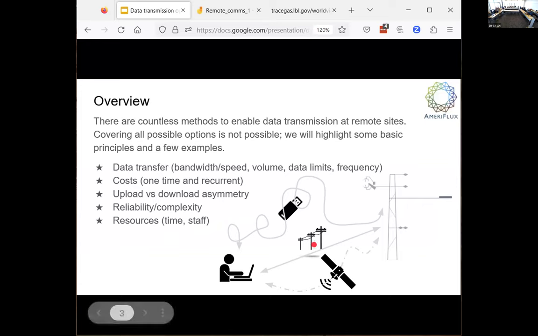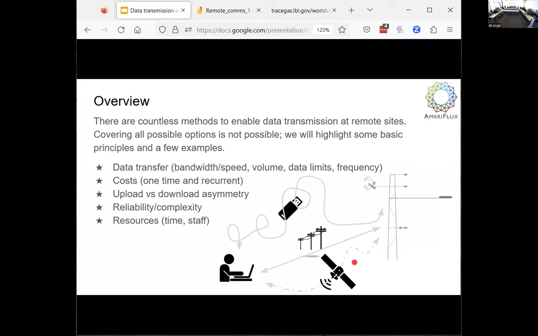The second option is a direct connection through some kind of telecommunication cable, whether that's fiber optics or phone lines. And then the last is an over-the-air data transmission, whether that's using a cell phone network, satellite communication, or a radio link. It's not to say that any one of these can't be used in tandem with another option.